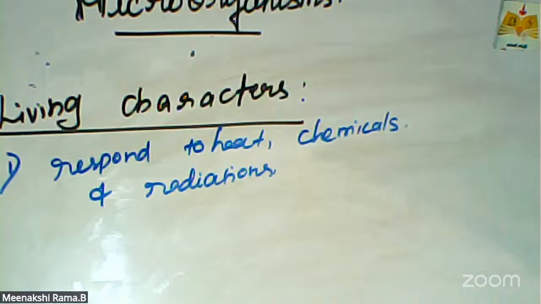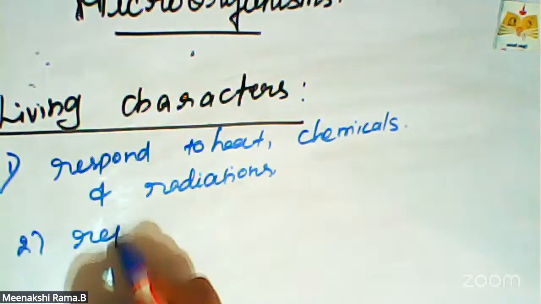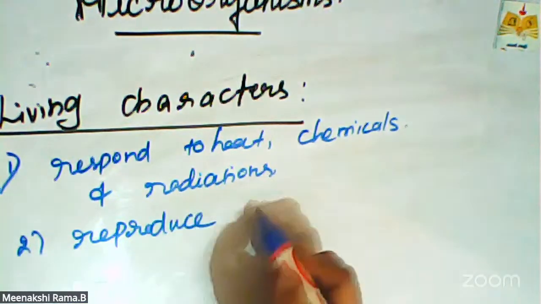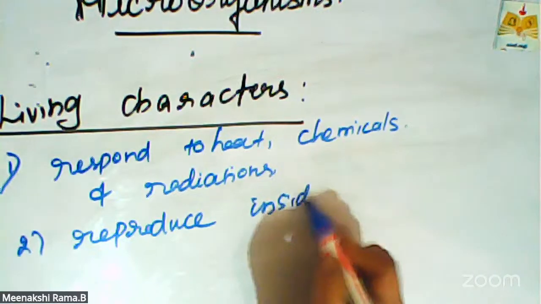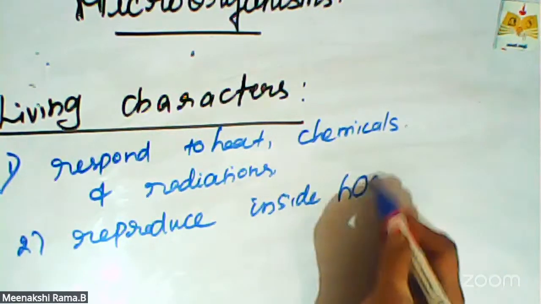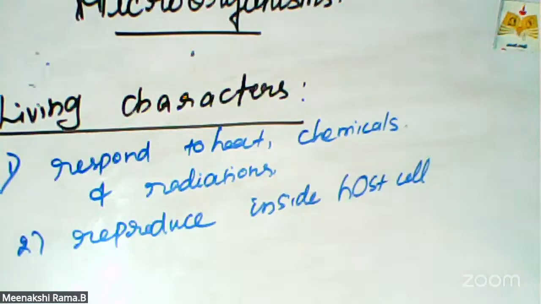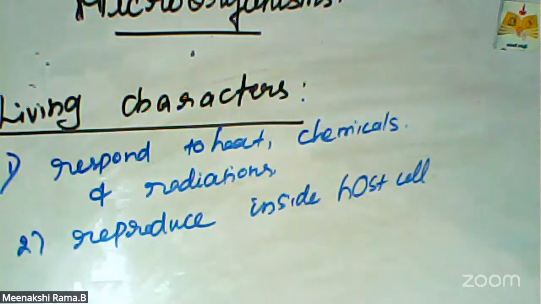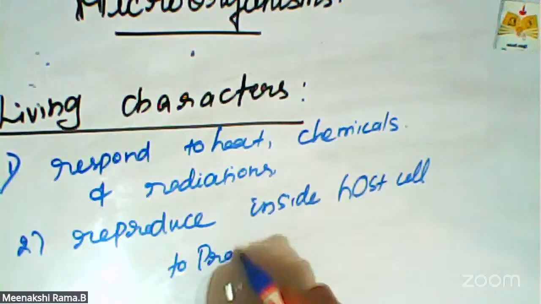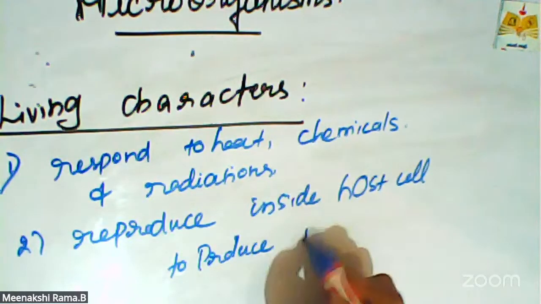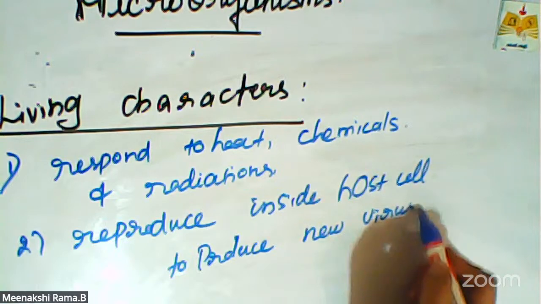They reproduce inside the host cell and produce copies of themselves. That is, the reproduction is made inside of the host cell to produce new virus in that area.